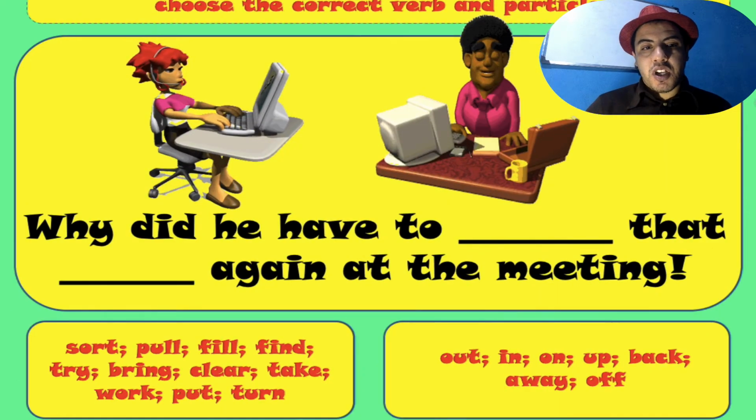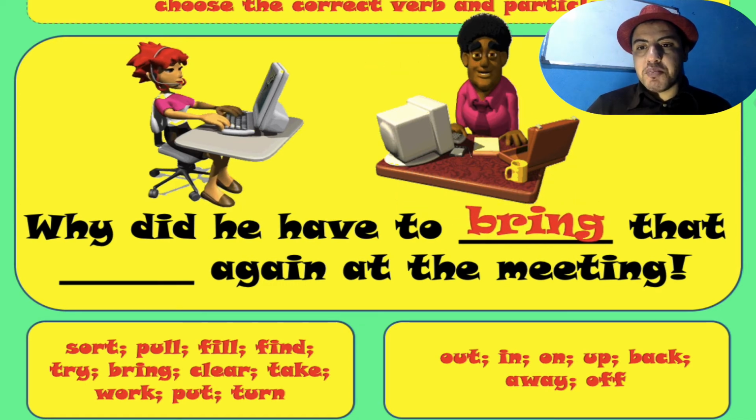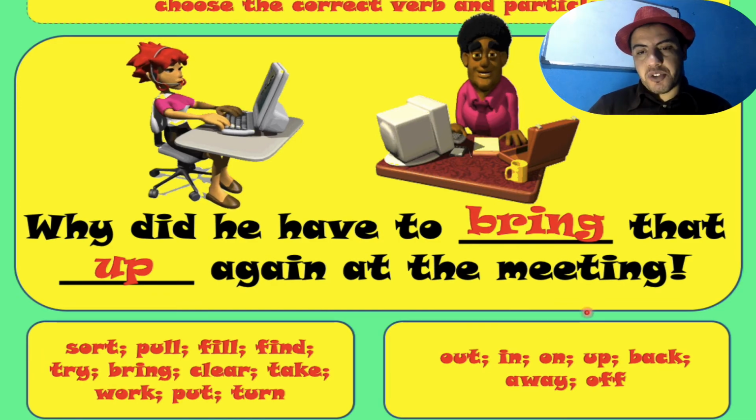Another example, why did he have to something again at the meeting? Good. Why did he have to bring that up again at the meeting? Very good. So the phrasal verb is bring up. So please, if you want to know the meaning of bring up, go to the list that I gave you before, right?